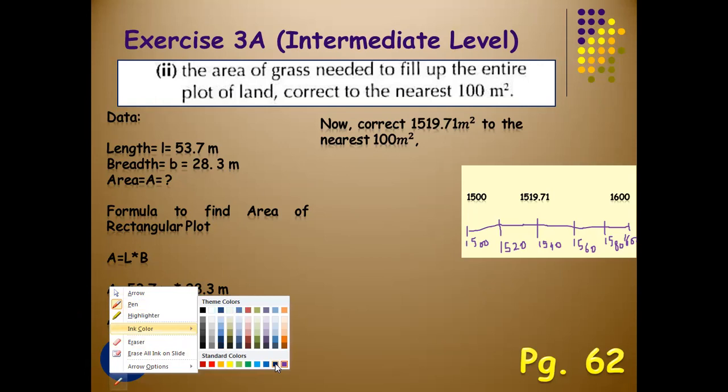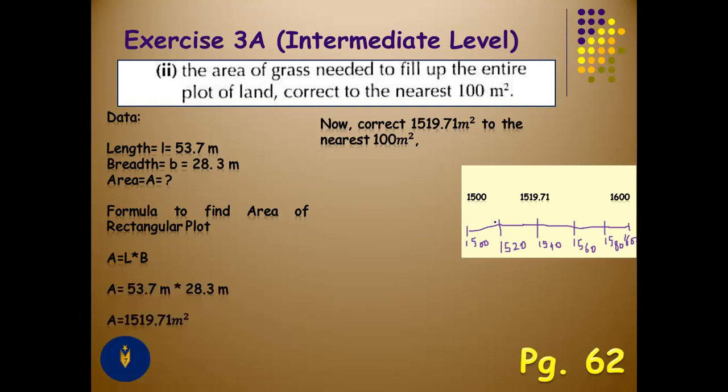Okay, now if you see, this value is nearest to which? Okay, you have to correct this value to the nearest 100 meter. Okay, so 1519.71 meter square is nearest to 1500. So again, you have just rounded down this value to the 1500. Okay, so area of rectangular plot is 1500 meter square.